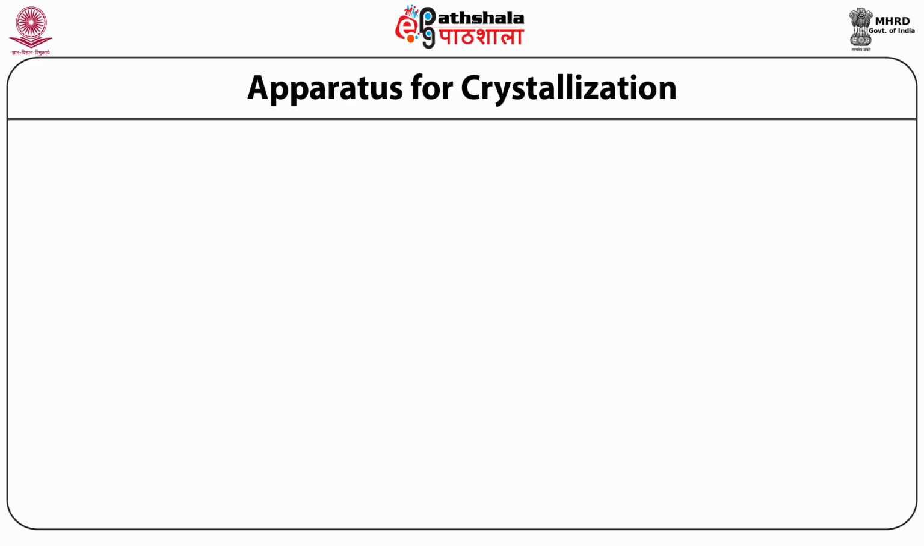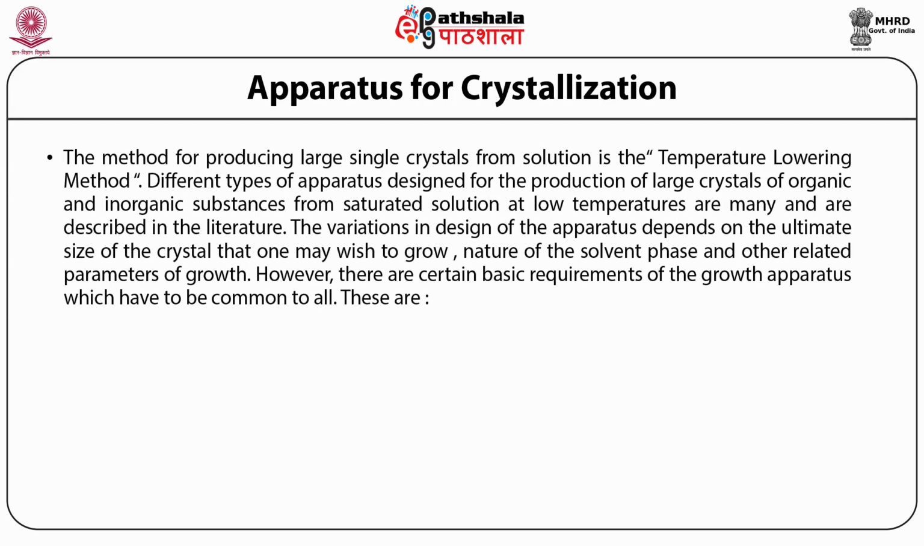The apparatus for crystallization, the method for producing large single crystals from solution, is the temperature lowering method. Different types of apparatus designed for the production of large crystals of organic and inorganic substances from saturated solution at low temperatures are many and are described in the literature. Pamplin has listed a large number of references that are available on the subject. The variation in design of the apparatus depends on the ultimate size of the crystal that one may wish to grow, nature of the solvent, phase, and other related parameters of growth.